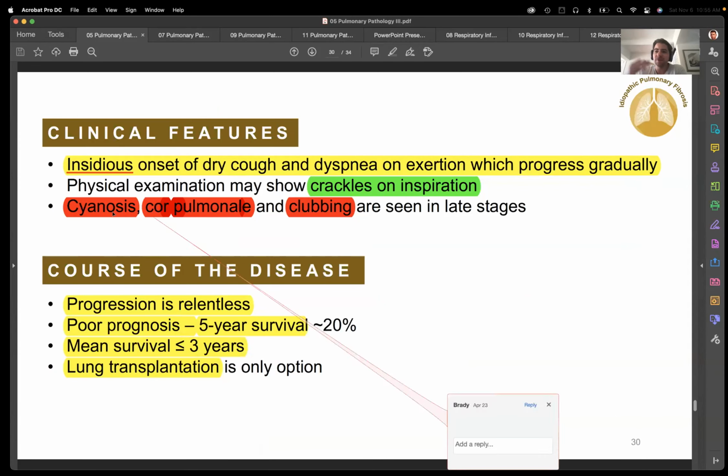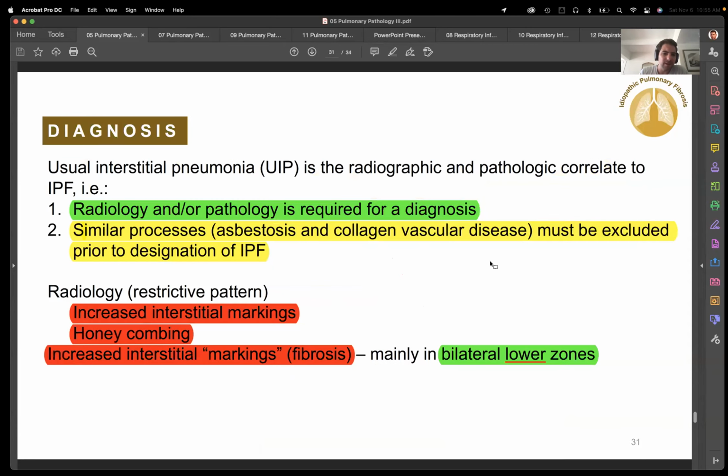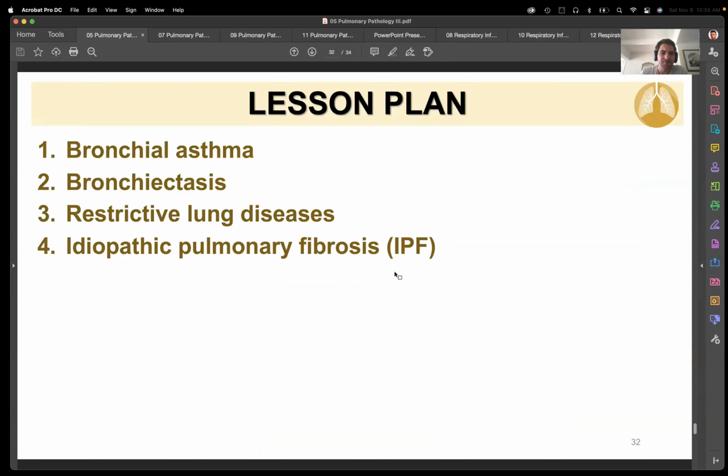Right, and as you would expect, if there's a diffusion problem, you're going to get cyanosis. You're going to lead to right heart failure, and then clubbing of the fingers is indicative of cyanosis. So you get little bulging of the tips of the fingers. That's indicative of peripheral cyanosis. So anytime you see that, you can think of that. Perfect. You see this, you can identify it.